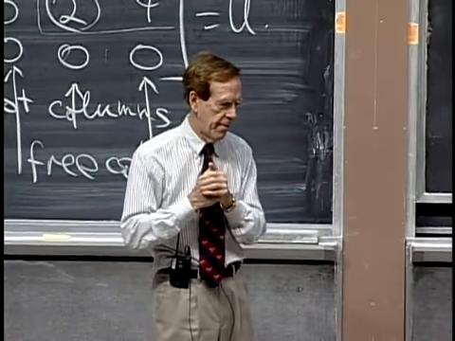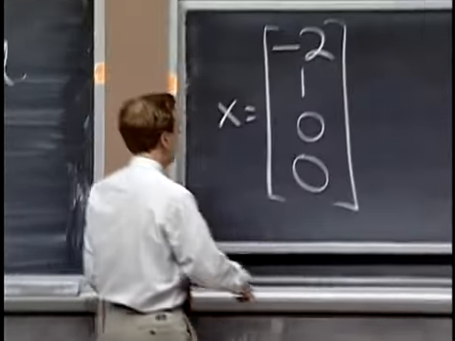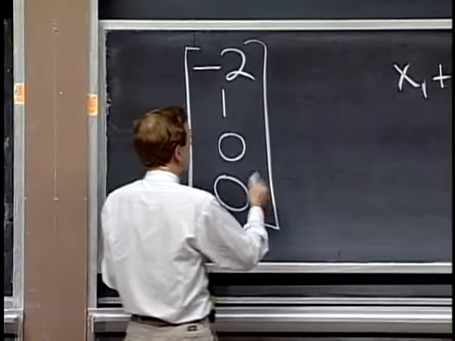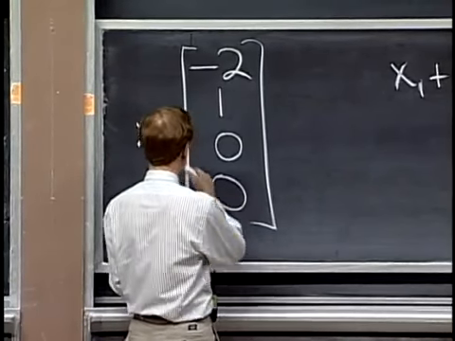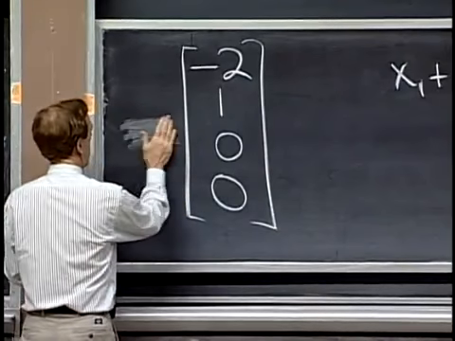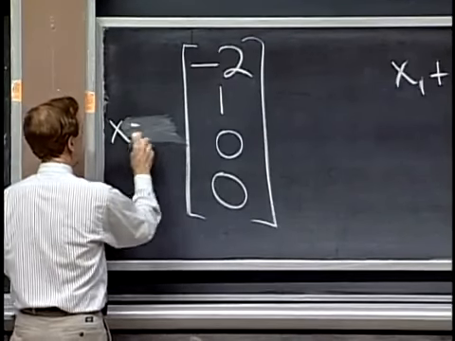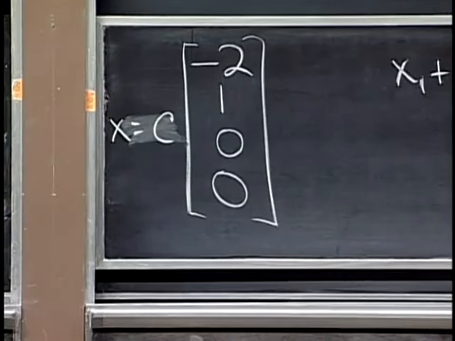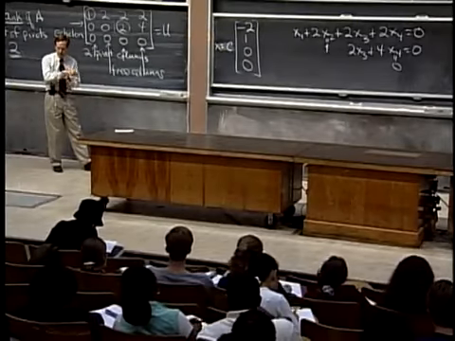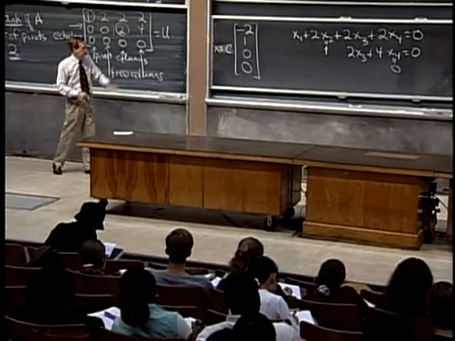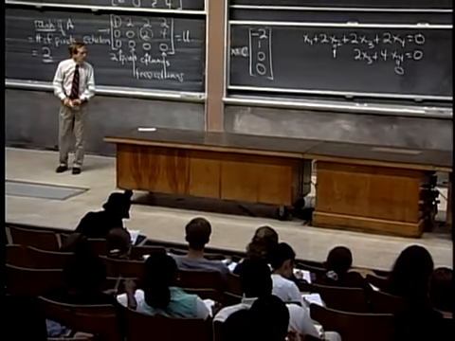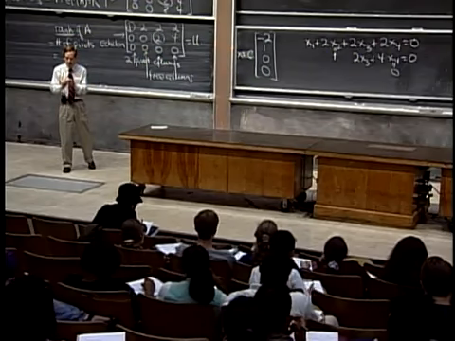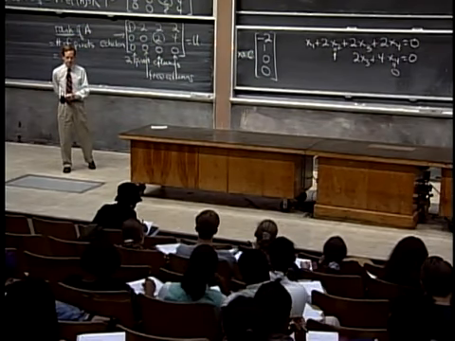Just take multiples of it. I could multiply this by anything. I could say c, some multiple of this. So x could be any multiple of this one. OK, that describes now a line, an infinitely long line in four-dimensional space, which is in the null space. Is that the whole null space?